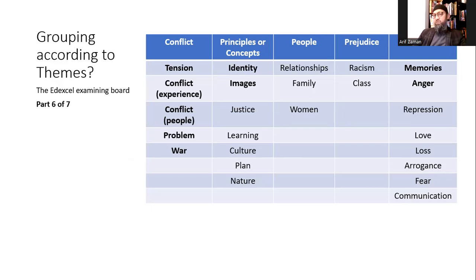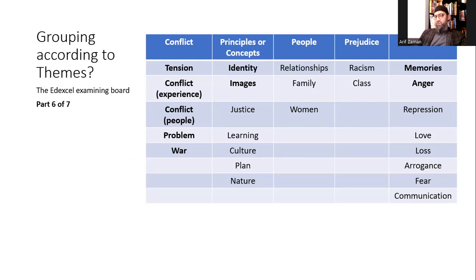What about principles or concepts? So identity and images have come up, but you could get the theme of justice coming up, or learning, culture, planning, and nature. How about the topic of people? So you have the idea of relationships and family and women. That's another kind of category.